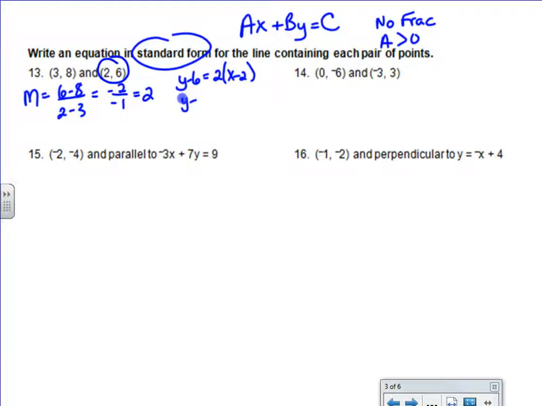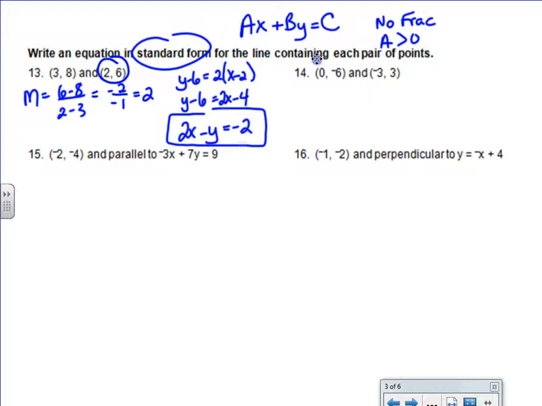And then standard form is a little weird. I basically want to keep the a value positive. The a is the coefficient of my x. So I'm going to rearrange a little bit backwards. I'm going to subtract the y and then add the 4 over, and then I'm going to flip it around totally. So it's going to be 2x. If I subtracted the y over, it'd be a minus y. If I added the 4 over, that'd be equal to a negative 2. That is standard form for that equation.